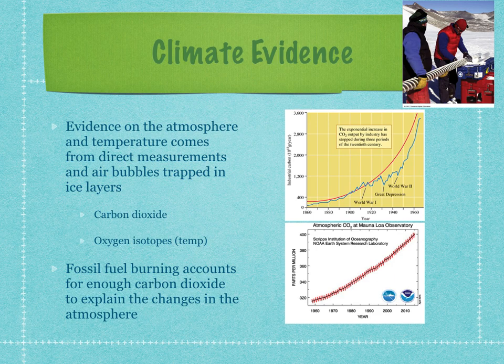And one of the things these layers tell us is that fossil fuel burning is rapidly changing the composition of the atmosphere. We've almost doubled the level of carbon dioxide in the atmosphere. It's one of the most powerful greenhouse gases, and so we expect that this might have an effect.